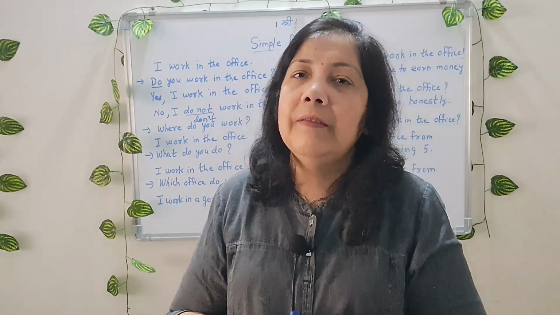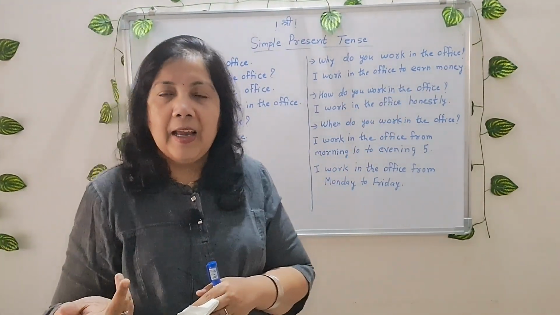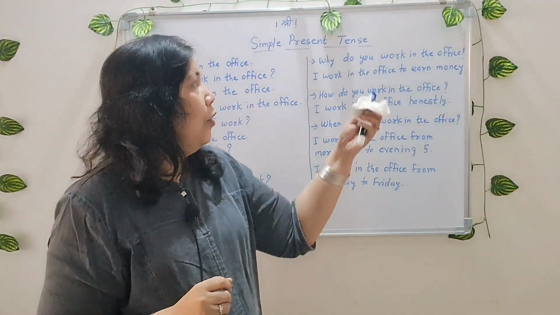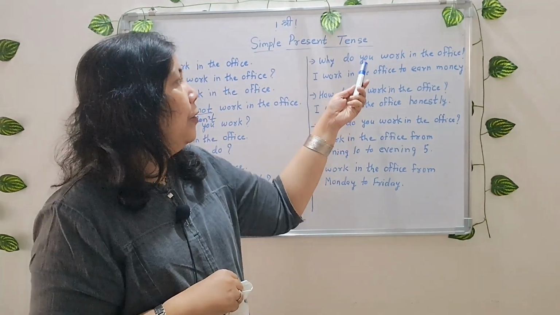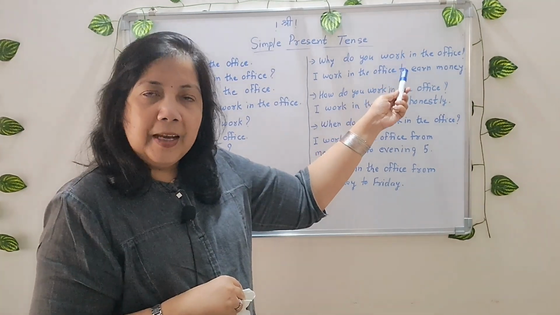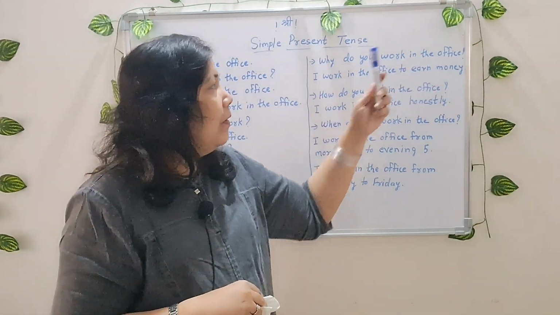Now the next WH question: Why do you work in the office? Why? Again a WH word. "Do" is the auxiliary verb, "you" is the subject, "work" is the main verb, and "in the office" is the additional part. Why do you work in the office?